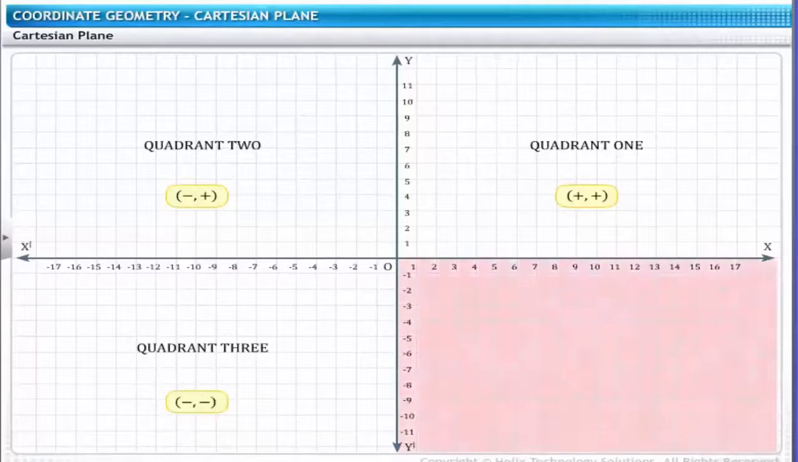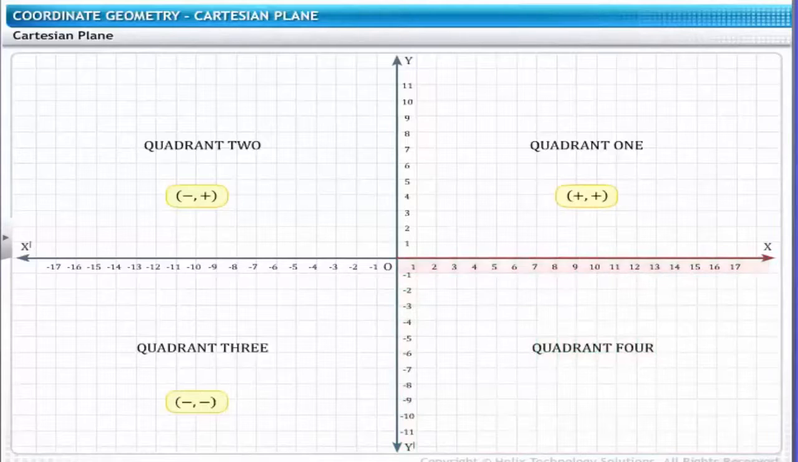Y'OX is called quadrant 4. In this quadrant, X coordinates have positive values and Y coordinates have negative values. This quadrant is of the type plus, comma, minus.